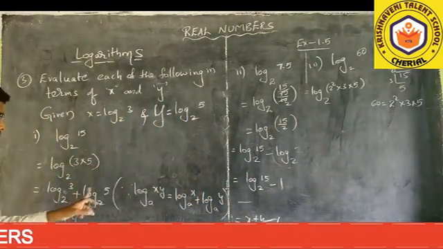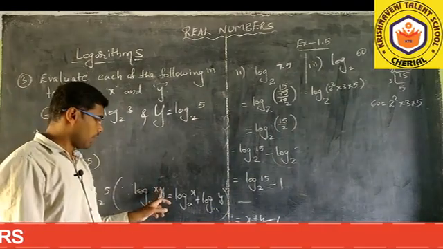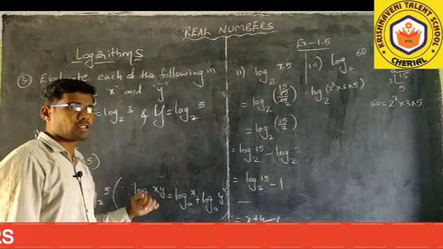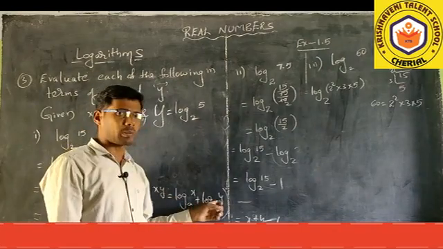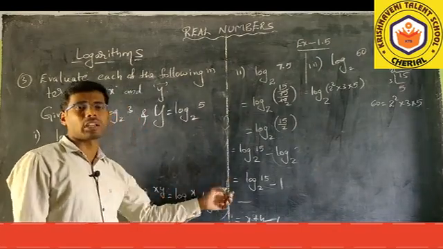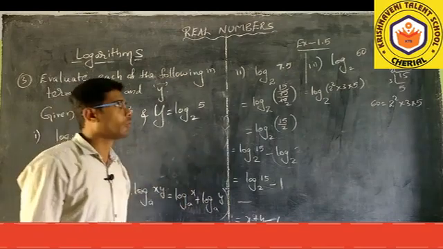If log xyz is there, what does log xyz mean? You can write it as log x plus log y plus log z. Whenever 2 terms are there, you are splitting into 2. When 3 are there, you have to split into 3 times. When 4 are there, you have to split into 4 times.